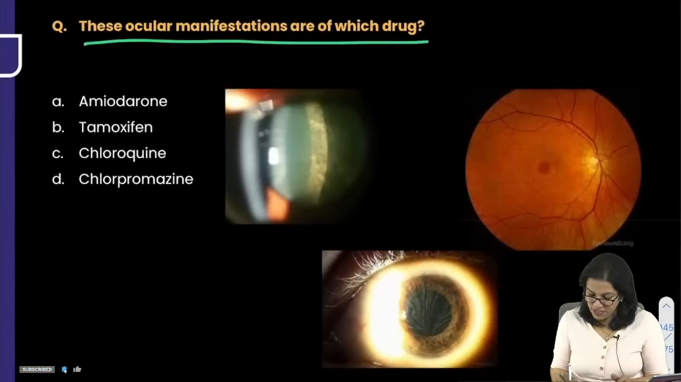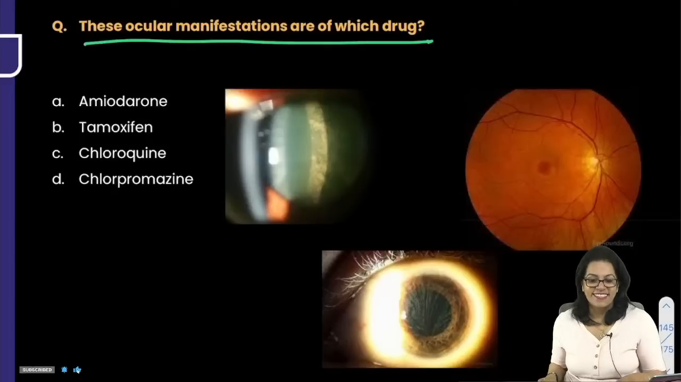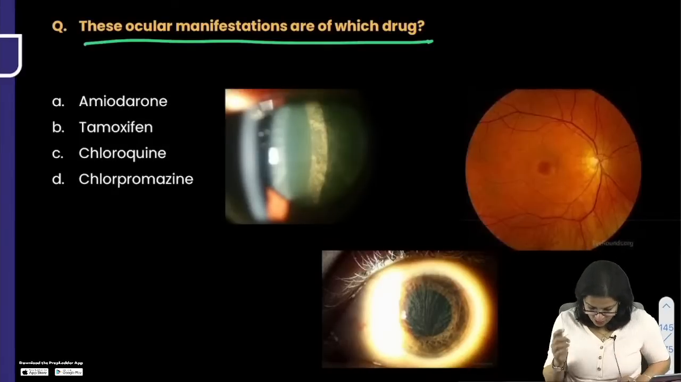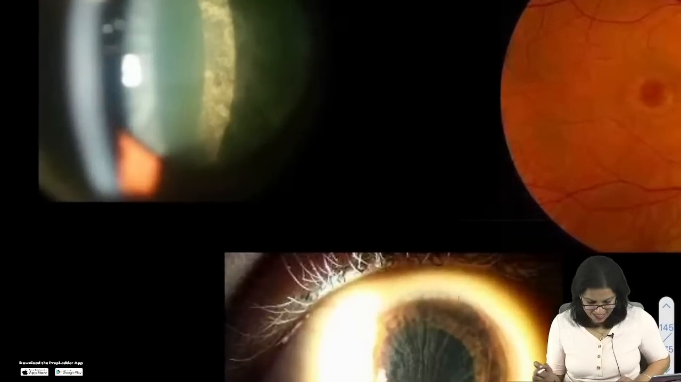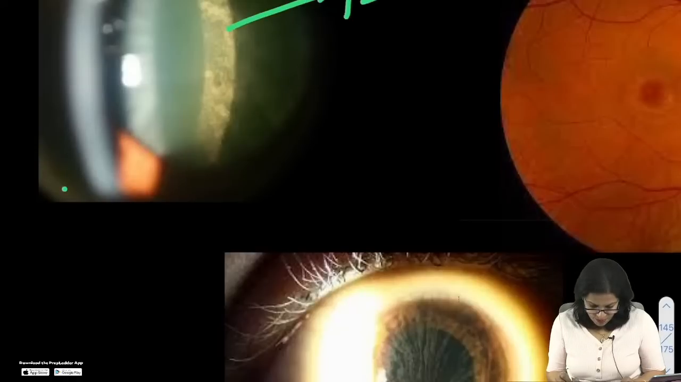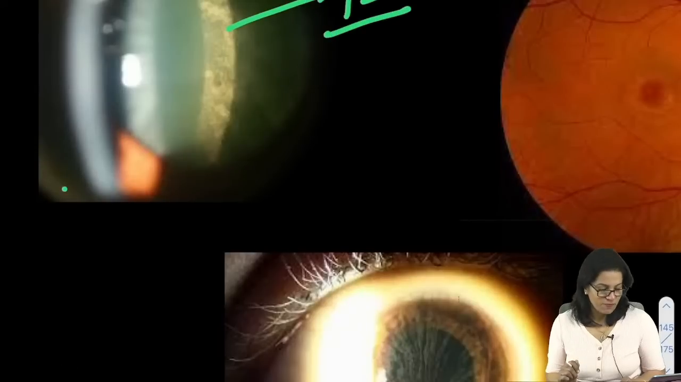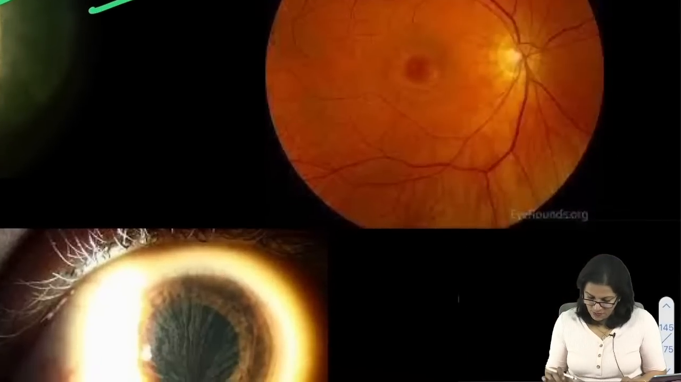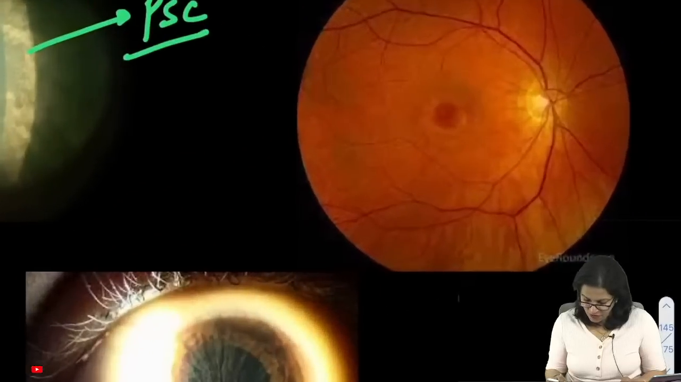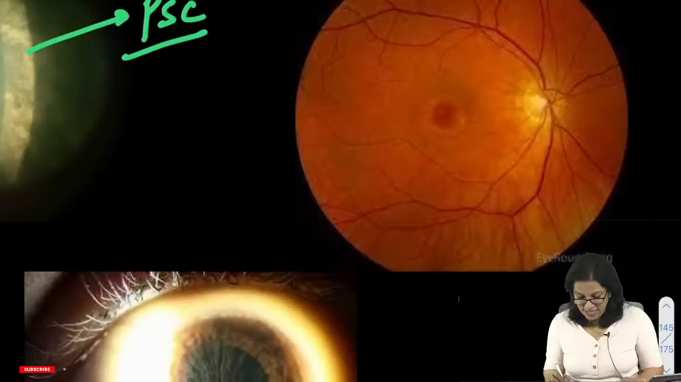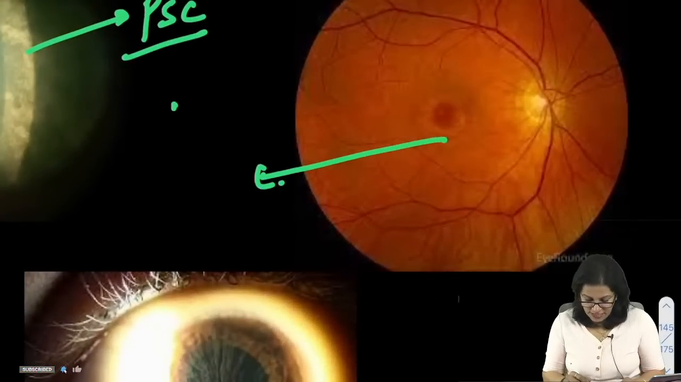Now, coming to another image question for you. These ocular manifestations are of which drug? Can you think and tell me? So let's see the ocular manifestation first. What is this? Slit lamp light falling here. These are the opacities. So we are talking about posterior subcapsular cataract. Look at this one. This is what you were waiting for. Alternate areas of hyper and hypopigmentation.